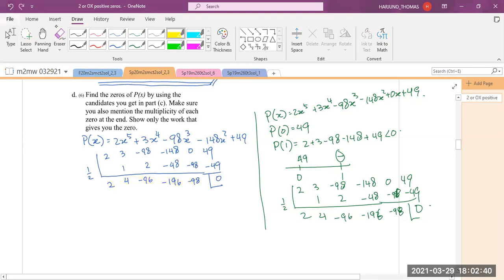So let me factor 2 out. So now I get 1, 2, negative 46, negative 98, negative 49.